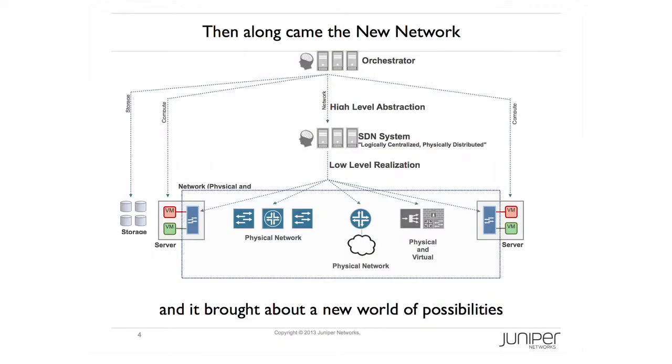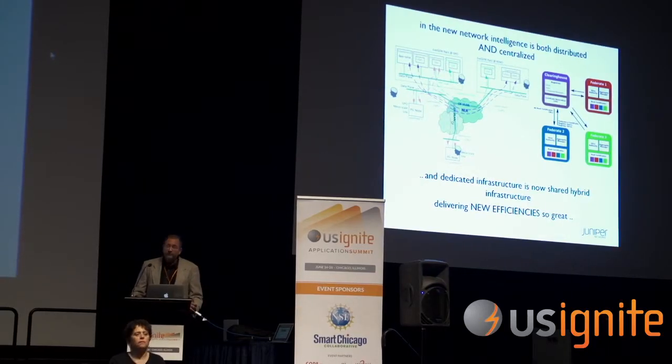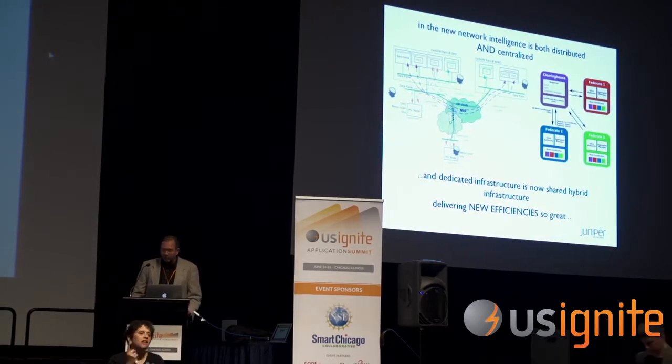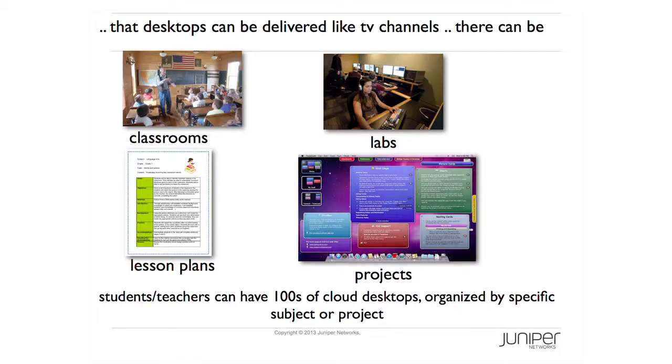Then along came the new network. It brought about a new world of possibilities. And in the new network, intelligence is both distributed and centralized. The dedicated infrastructure is now shared in a hybrid fashion, and it delivers new efficiencies, so great, in fact, that desktops can be delivered like TV channels.